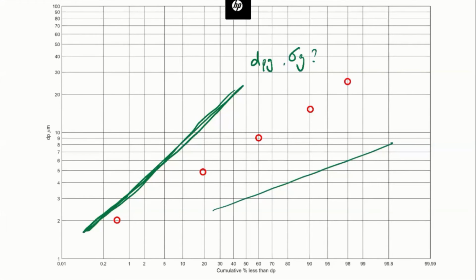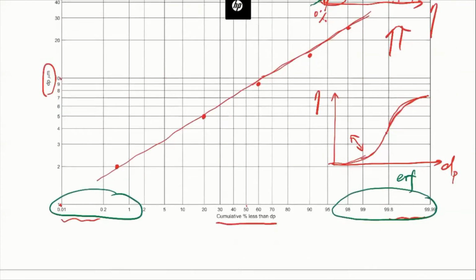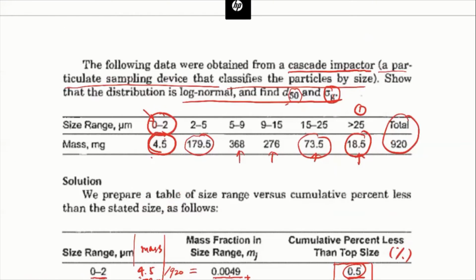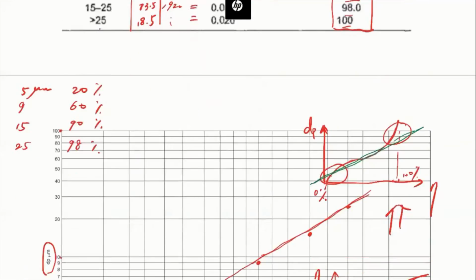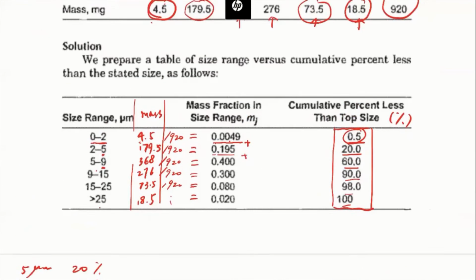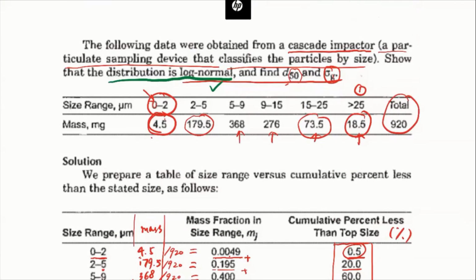Okay. So now let's get back to this problem here. It wants us to first confirm the size distribution is log normal. We have done that, right? It's linear. It shows a straight line in this semi-log plot. So that's why it is log normal. But it also wants us to find d50, which is the size that has 50% of the cumulative mass fraction, and also sigma g.